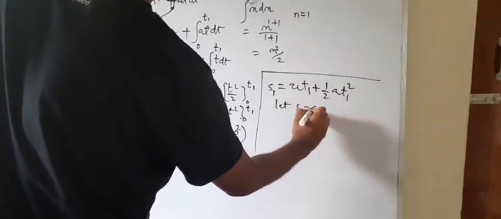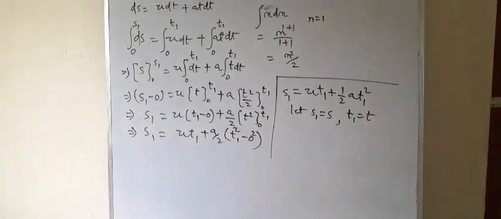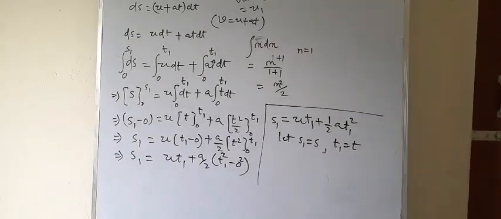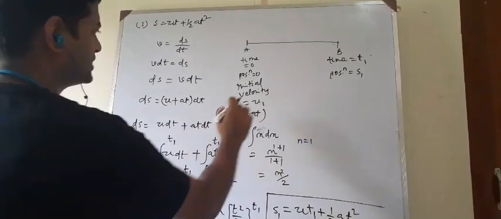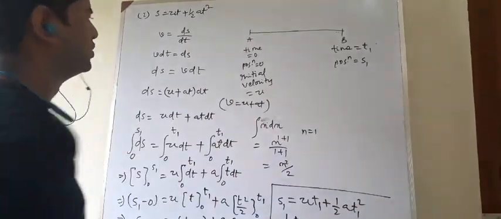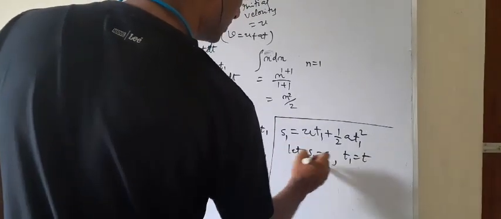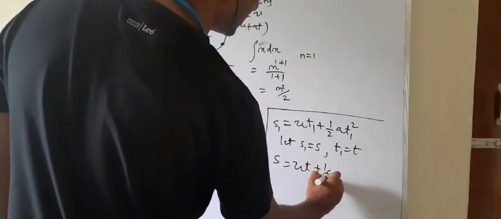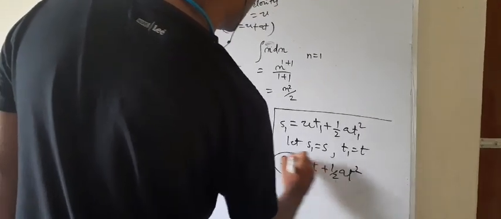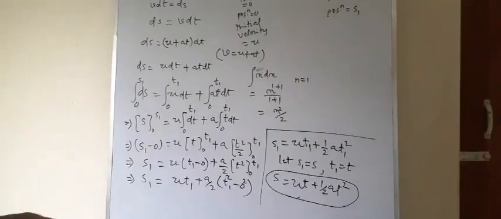Let s1 equal to s, t1 equal to t. In this diagram I have taken initial velocity u1, but initial velocity being constant, there is no need to call it u1; just take it as u, and t1 equal to t. So the above equation becomes s equal to ut plus half a t square. So this is my desired equation of motion, the second equation of motion.